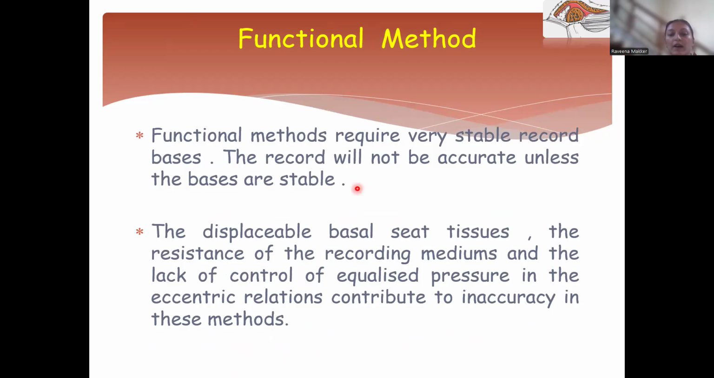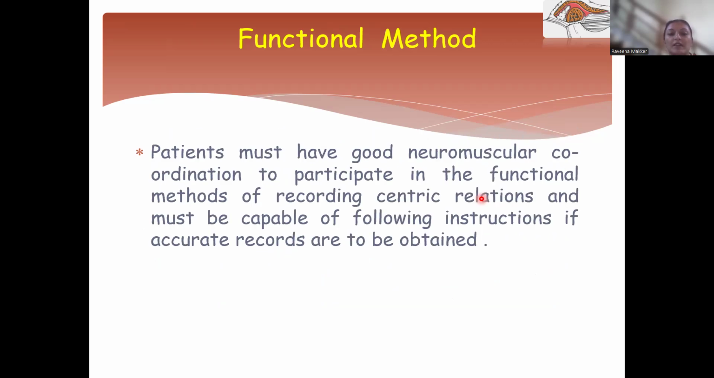The functional methods require very stable record bases. The records will not be accurate unless the bases are stable. The displaceable basal seat tissues, the resistance of the recording mediums, and the lack of control of equalized pressure in the eccentric relations contribute to inaccuracy in these methods. Now, patients must have good neuromuscular coordination to participate in the functional methods of recording centric relations and must be capable of following instructions if accurate records are to be obtained.